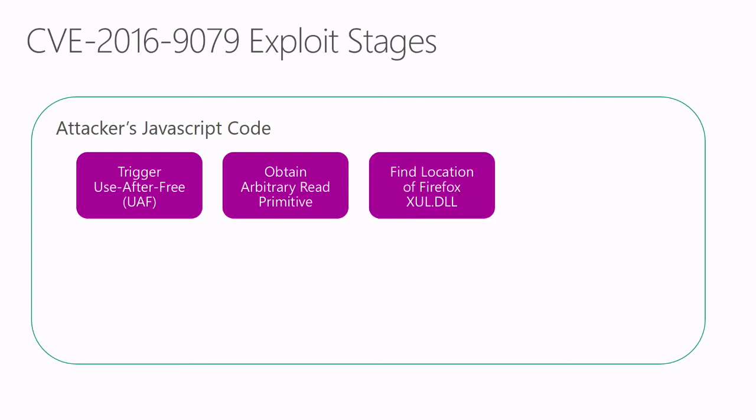So by reading memory, they can then break ASLR. And ASLR, if you remember, is the thing that randomizes where DLLs are loaded in the program. The attacker needs to know where things are loaded so that they can start piecing together code that they're going to be using later on.